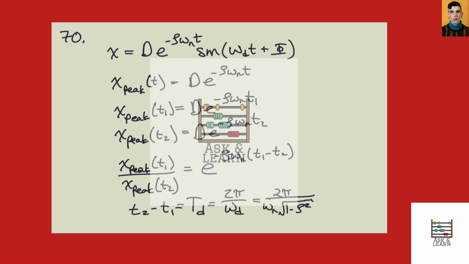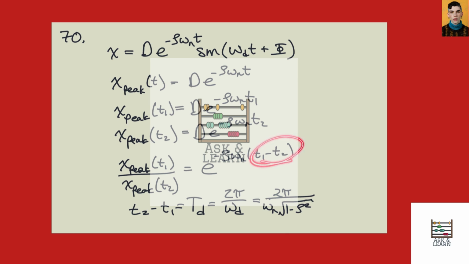And so the ratio, again, D cancels out, and then we can use our properties of exponential functions to write it this way. Then we also know that the time between two successive peaks is the damped natural period, which is 2 pi over the damped natural frequency, and the damped natural frequency is omega n times the square root of 1 minus the damping ratio squared.